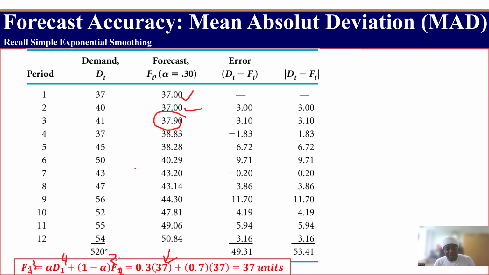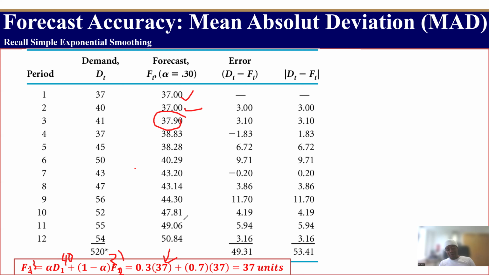So you have 37 here. So you have 0.3 multiplying 40, then 0.7 multiplying 37. If you check it, you will get 37.9. So that is how we got the forecast here. We did this the last time.